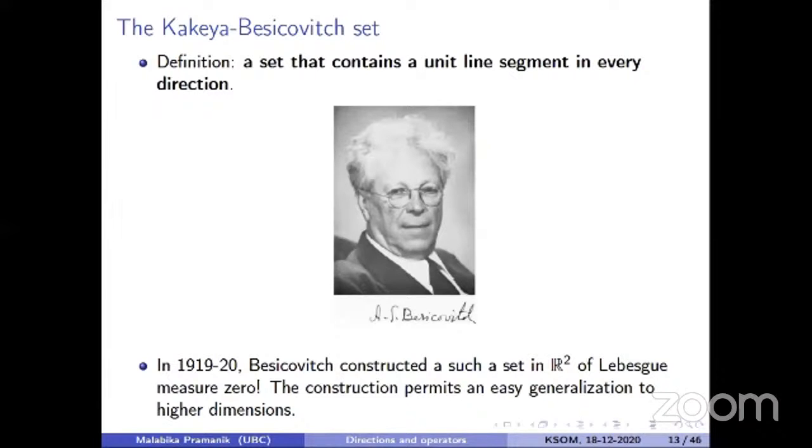The history of the KB set is a fascinating one. Besicovitch received his PhD from St. Petersburg under the supervision of the famous probabilist Markov. Shortly thereafter, he accepted an academic position and moved to the city of Perm, deep in the Ural Mountains. At that time, due to political unrest in Russia, the university at Perm was completely isolated from the rest of the mathematical world, as a result of which Besicovitch had no knowledge of Kakeya's question.